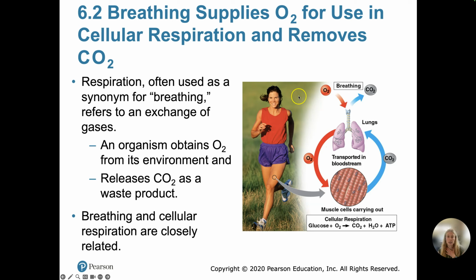That oxygen that was breathed in by this runner becomes the oxygen that is one of the reactants in cellular respiration. Once cellular respiration occurs, you have CO2 as a byproduct. That CO2 needs to be exhaled or gotten out of the body. So those muscle cells, CO2 will diffuse into the blood, which then carries the CO2 back to the lungs where we can then exhale it. So we are breathing in oxygen, which is one of the reactants of cellular respiration, and we are breathing out CO2, carbon dioxide, which is one of the products of cellular respiration.